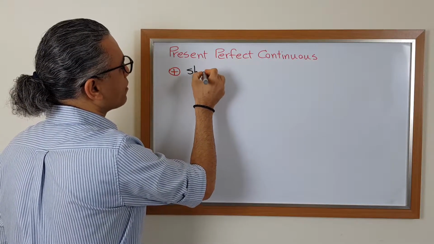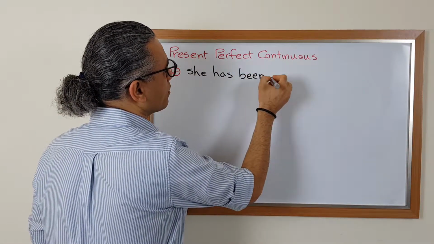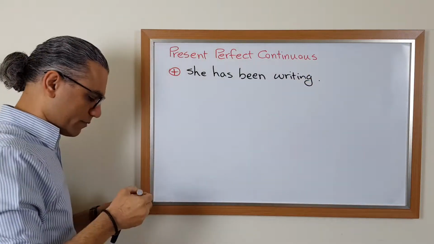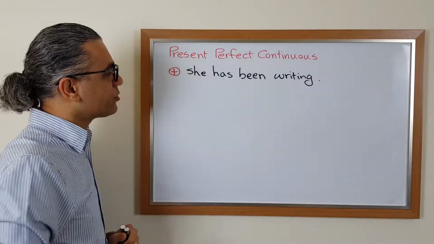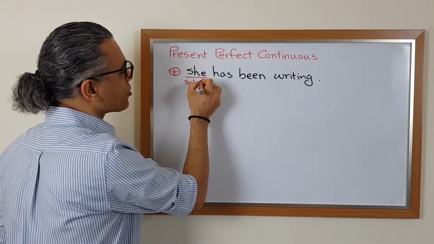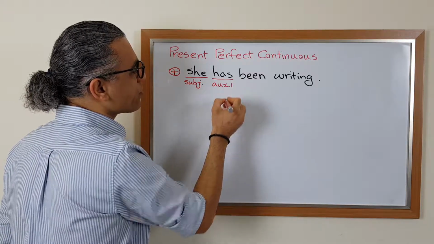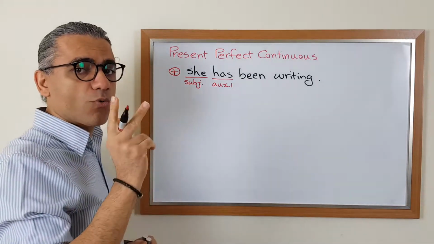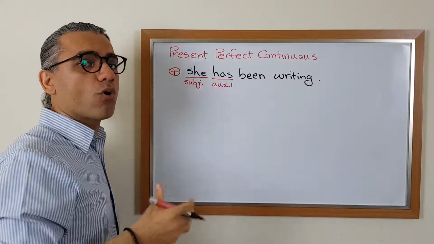She has been writing. In a positive sentence in present perfect continuous, we start the sentence with our subject. And after that, we have our first auxiliary verb. In a present perfect continuous, we have two auxiliary verbs. The first one is have or has.